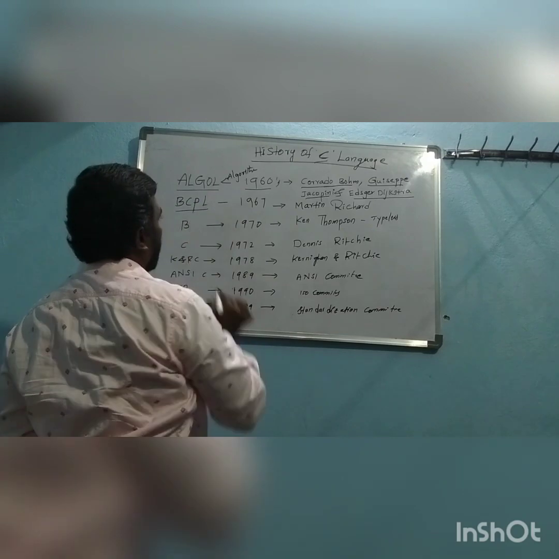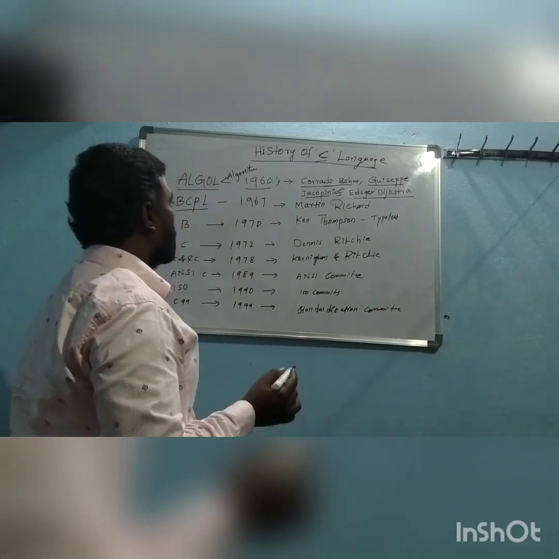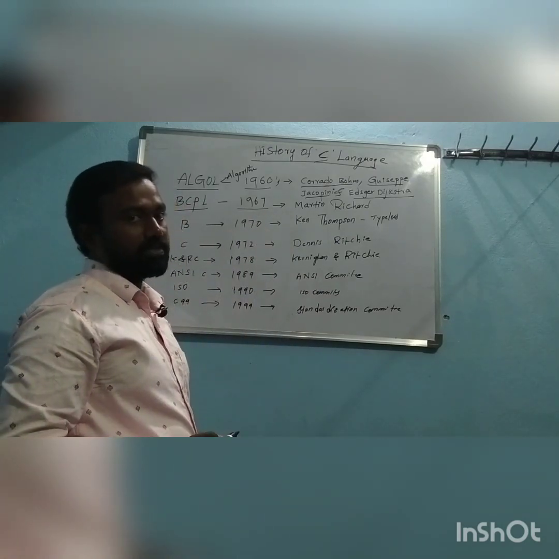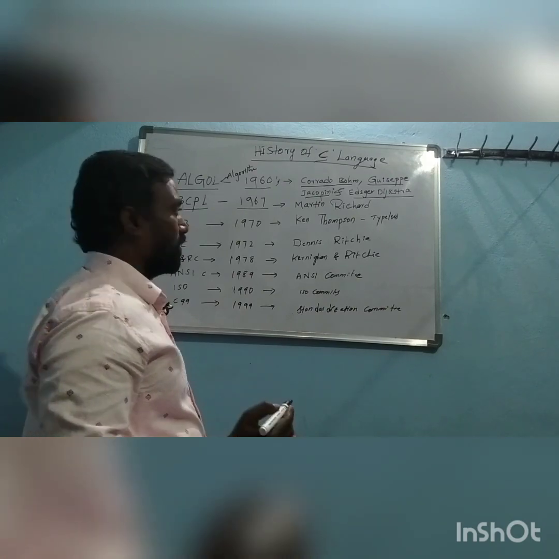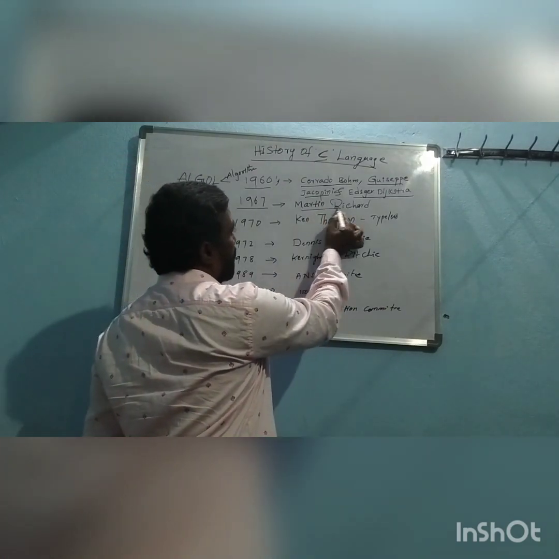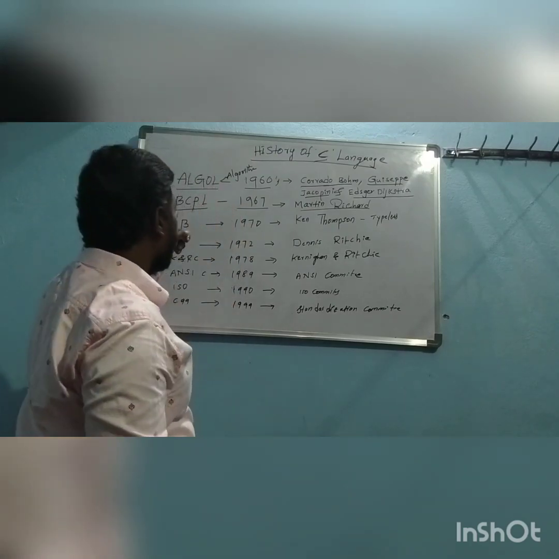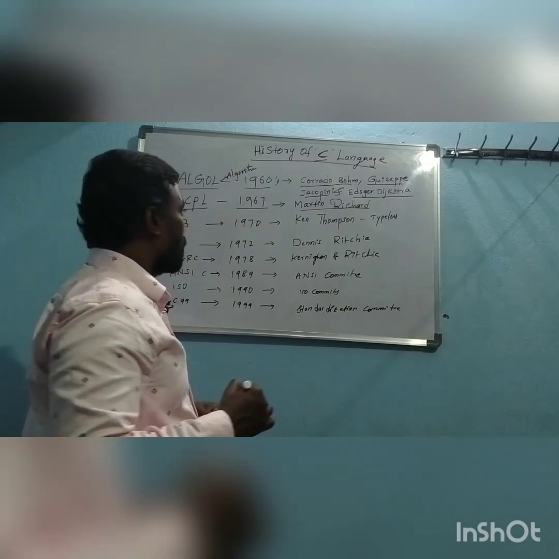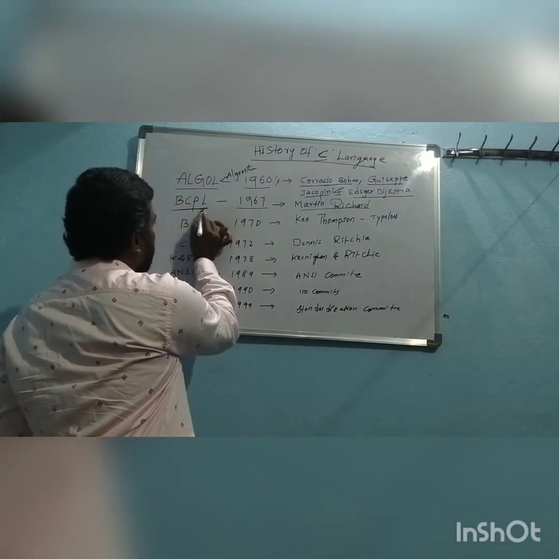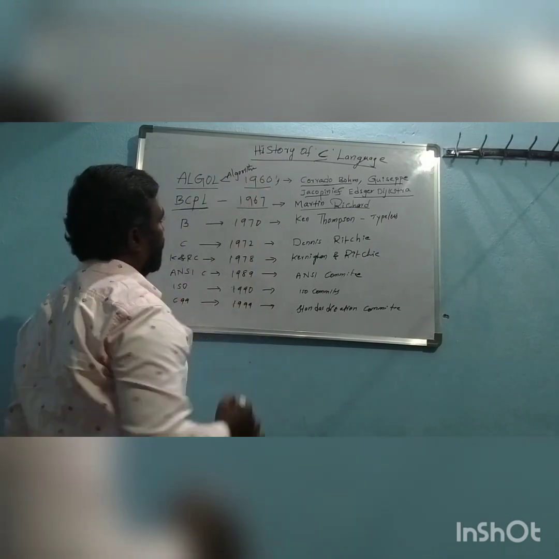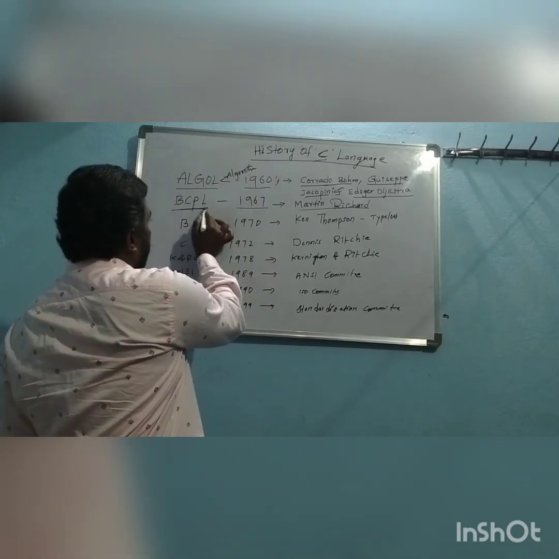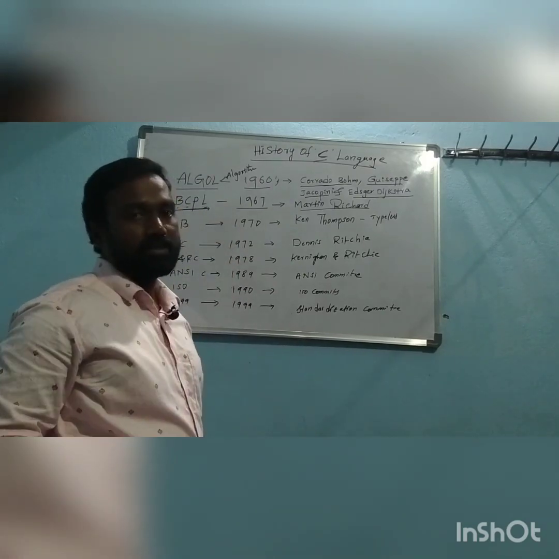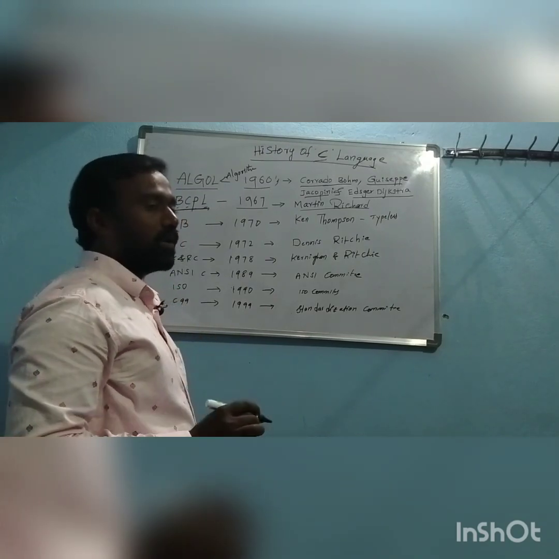BCPL. The next programming language is BCPL. This language was developed in 1967 by Mr. Martin Richards. What is the full form of BCPL? The ALGOL full form is algorithmic language, right? So BCPL means Basic Combined Programming Language.